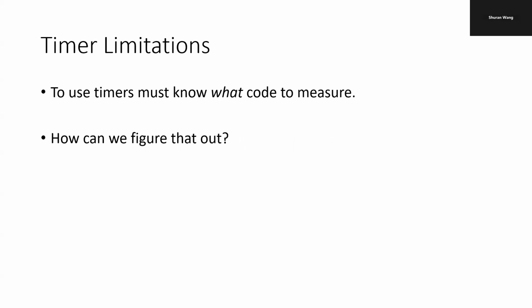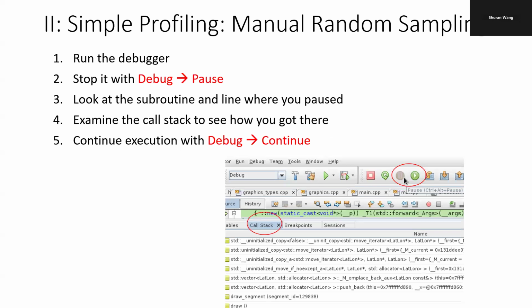But there are limitations on this approach because you must know what code to measure. If you don't know what code to measure, you can figure that out using the other two options, which is profiling with random sampling. You can either do it in the debugger by hand. So in this case, we are just by hand running the debugger.